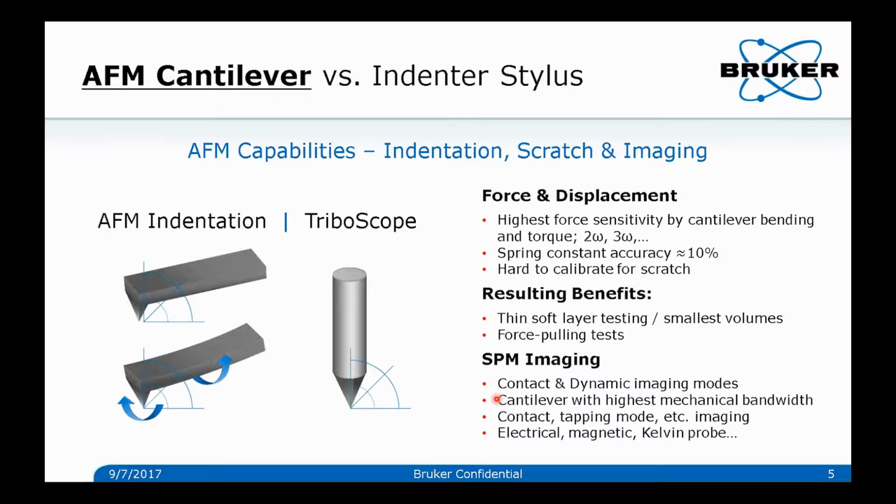The AFM, on the other hand, has a cantilever, which is very sensitive to small forces. So it can sense any small amount of bending of the cantilever. So it has the highest force sensitivity. Very good for applying very small forces or indenting very localized regions with a small stress field.